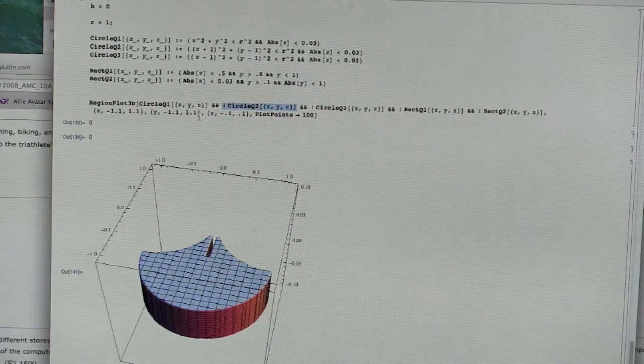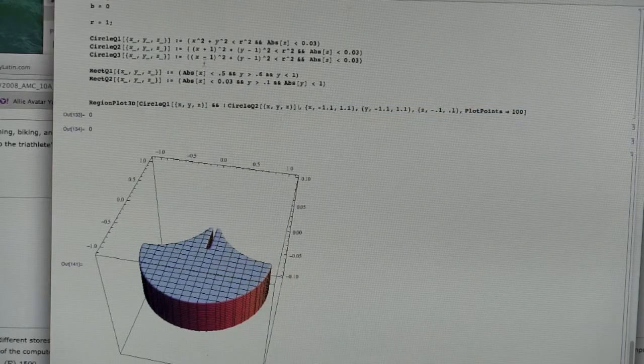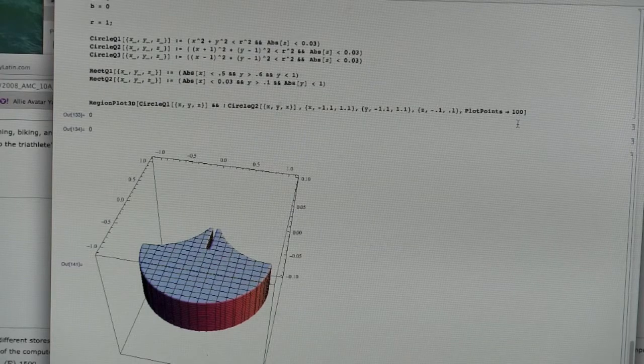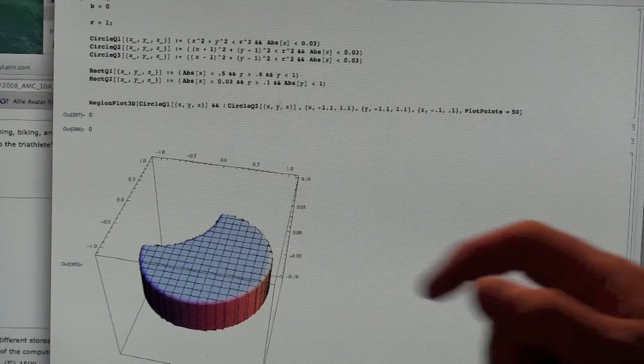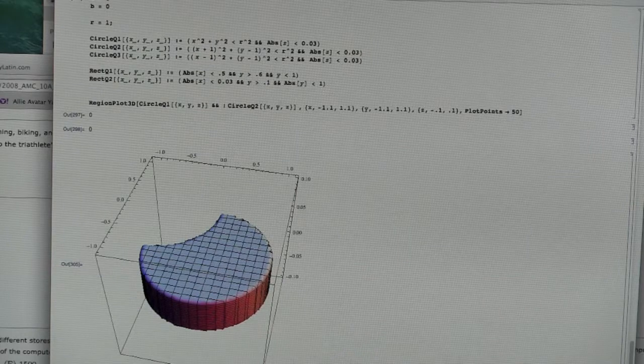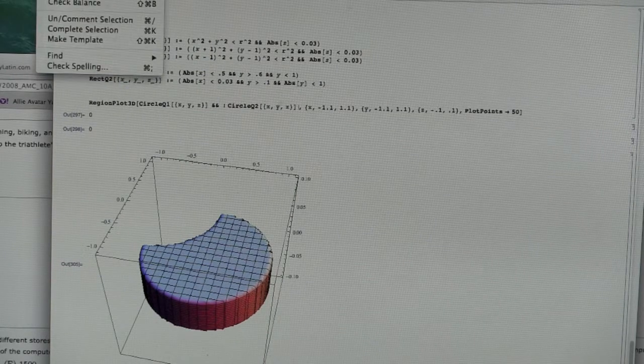Okay, so let me just take everything out but that. Edit, cut. I'll go to plot points 50. So it's running. So there's our big circle with the bite taken out, and now we can add back in.